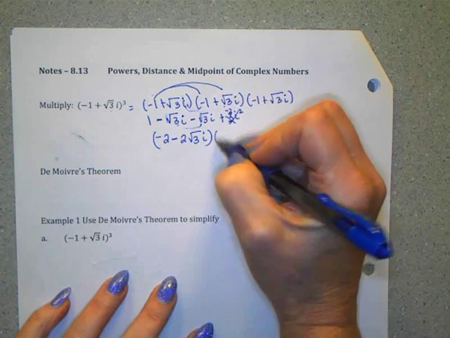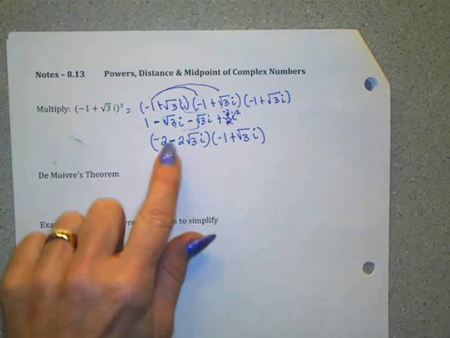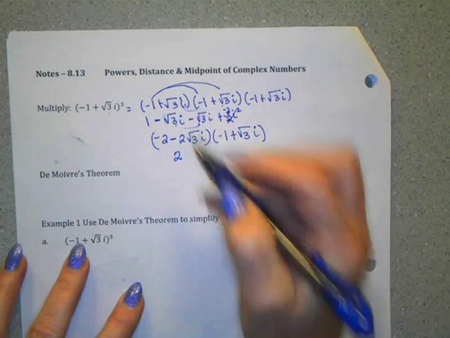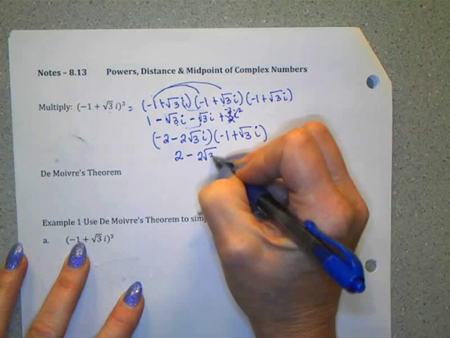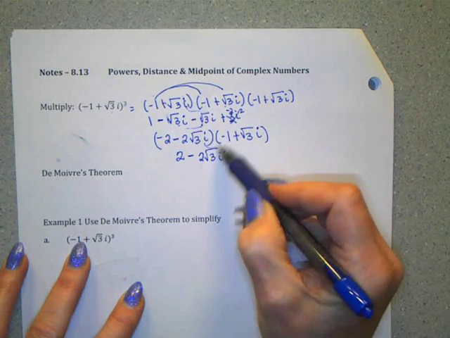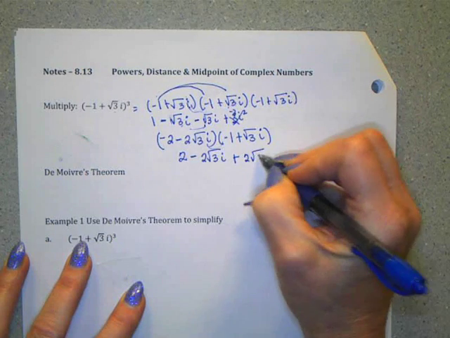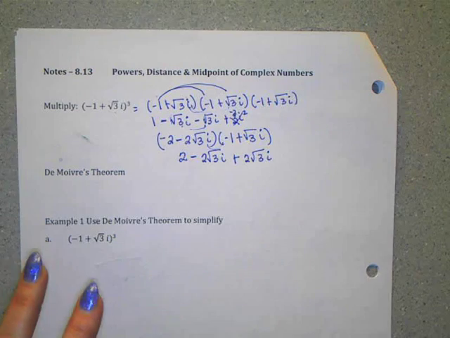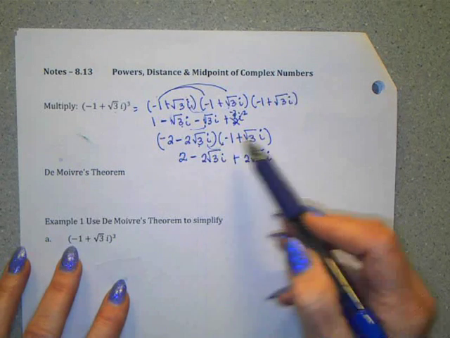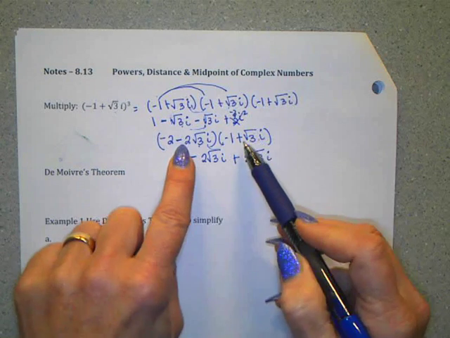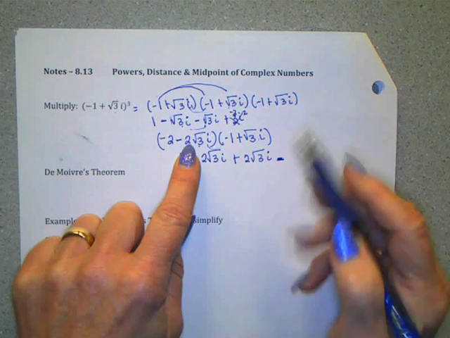Now I need to multiply this third one. So -1 plus square roots of 3i. -2 times -1 would make a +2. -2 times square roots of 3i would make -2 square roots of 3i. Now I'm going to distribute to here. Negative times a negative will make a positive. On the outside I have 2 square roots of 3i. And then when I do my last one, I have -2 square roots of 3i times square roots of 3i. So a positive and a negative will make that a negative. And then on the outside I'll have 2.